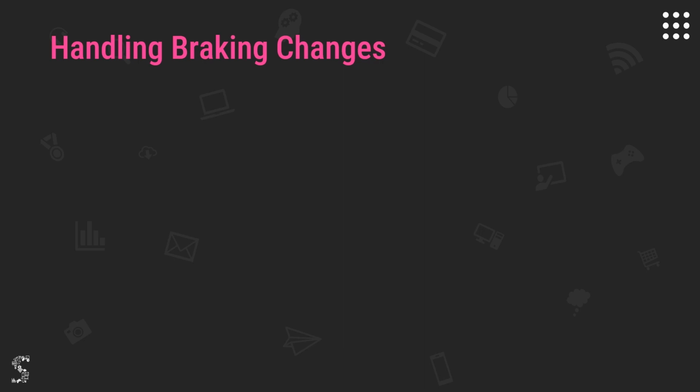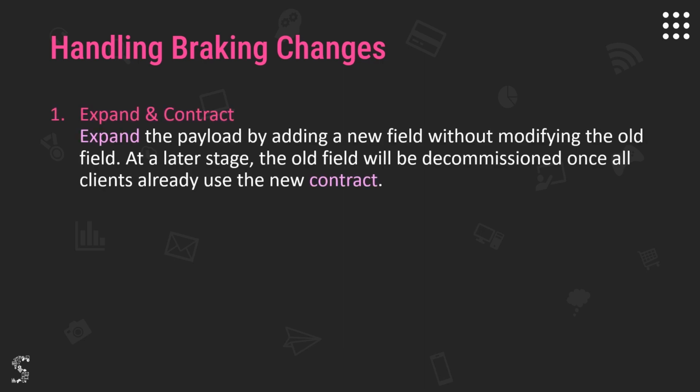There are two options to handle breaking changes. The first one is expand and contract. It means expanding the payload by adding a new field without modifying the old field. And then, at a later stage, the old field will be decommissioned once all clients already use the new contract. So there are two steps: expanding the field and upgrading the contract.